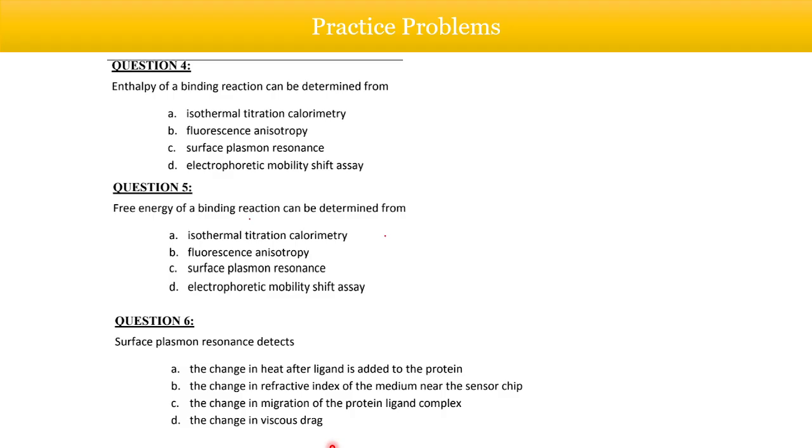The free energy of binding can be determined from. So from where can you get an idea about the free energy of binding? So free energy of binding, that is delta G or delta G naught. Okay, I got one answer. Anyone else?